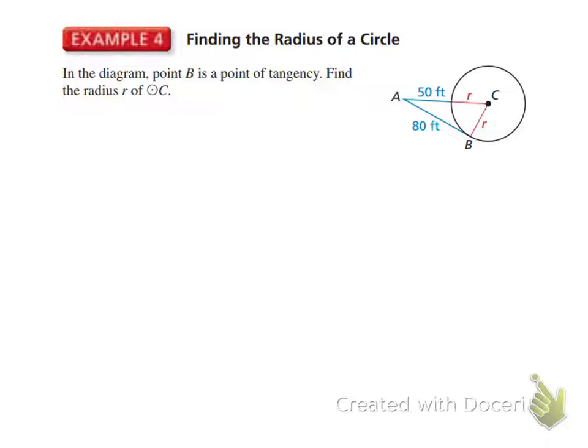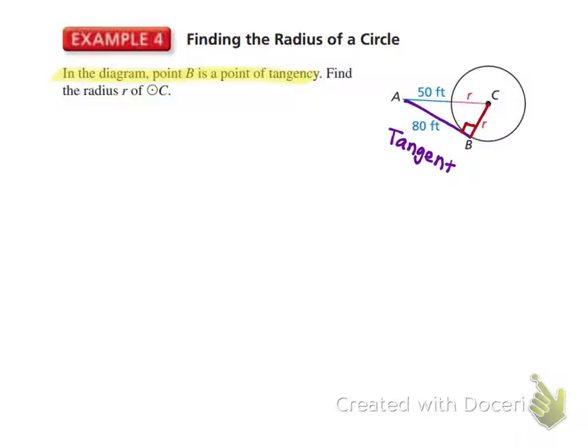So, in the diagram, point B is a point of tangency. So, are we questioning if we have a tangent line? No, we have a tangent line. Which one is the tangent line? AB. Go ahead and mark that it's the tangent line. And we're going to find the radius. So before we even start that, if this is a tangent line, the tangent and the radius are perpendicular. So that means that angle B is a right angle.